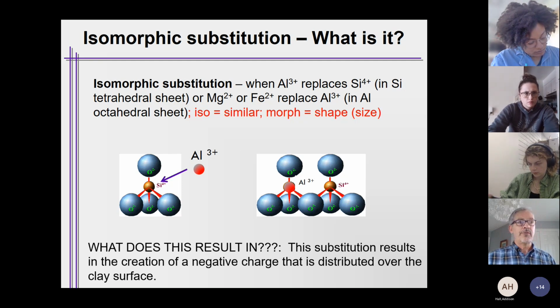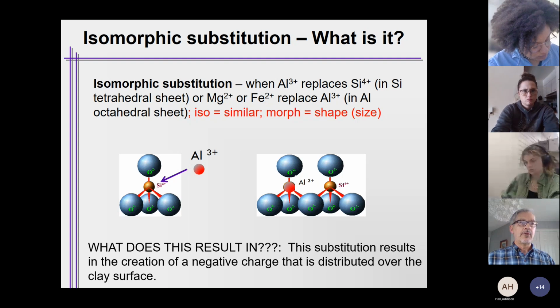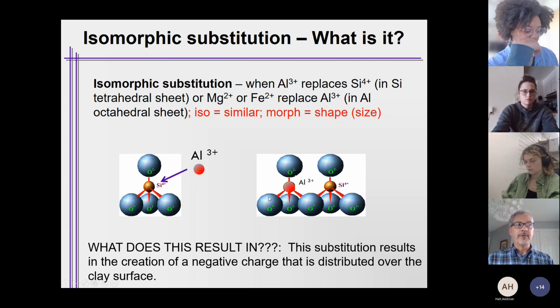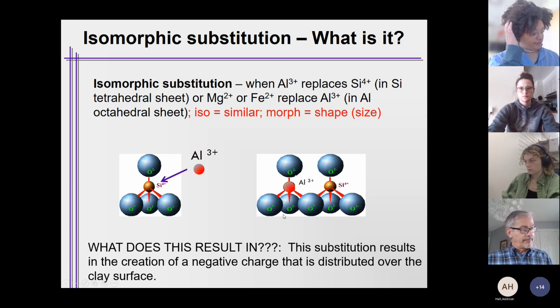And what does this result in? This sort of substitution results in the creation of a negative charge, and that negative charge is actually distributed across the surface of the clay. All right, it's not really localized. It's distributed across the entire clay. And this happens often, at least in 2-to-1 type clays. And we'll talk about this in a few minutes. Okay, let me show you another example.